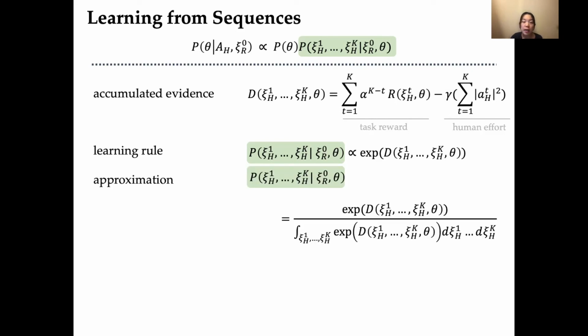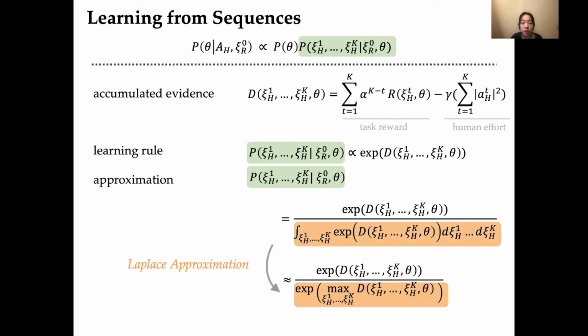Now, when we plug in everything, we get this equation. Since the partition function in the denominator is intractable, using Laplace method, we approximate the normalizing factor with the maximum value. Now, everything is good. We just need to solve the optimization, and that gives us the observation model, which allows us to find new estimates of theta based on the sequence of corrections.